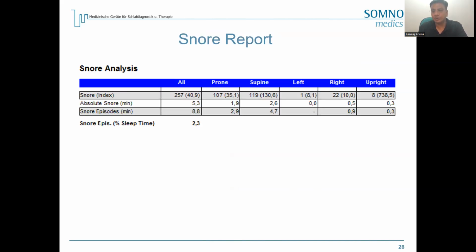The first sleep issue is snoring. We need to look at how many times the patient snored during the night, and at how many decibel levels there were during the night. We come to know this through the snore report. The snore report gives you a snore index. It is showing a total of 257 snores with an index of 40.9, where in the prone position he had 107 with an index of 35.9, and in the supine position his index was 150.6.